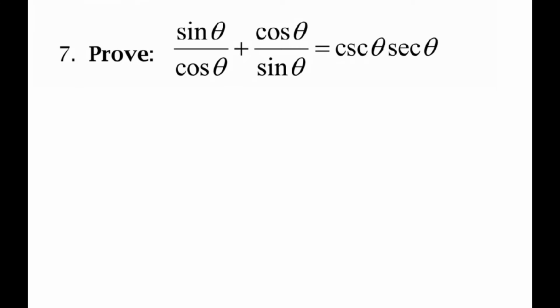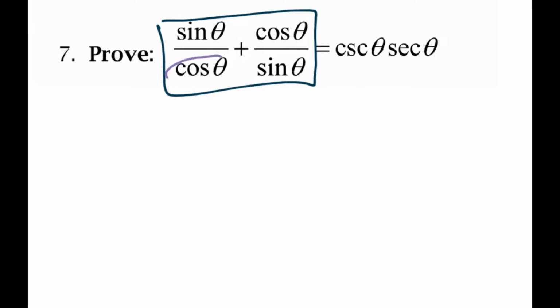Okay, so starting over here, I look at my 2. I'm adding fractions. That's what it says to do. So what do you know about when you add fractions? What do you have to have? We have to have a common denominator. So if I look at my denominators, I'm going to have cosine theta, sine theta. That will be my denominator.